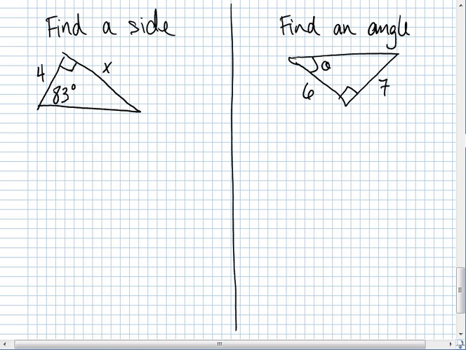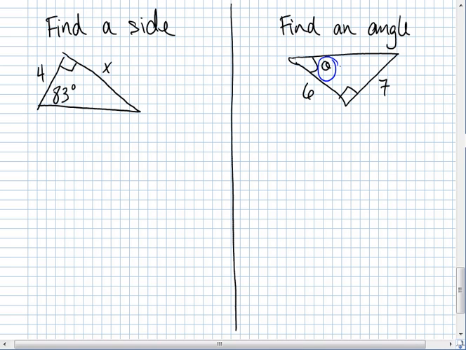First of all, when you're trying to find a side, well, duh, the thing that you're missing is a side length, not an angle. Okay, that's one. But also you are given an angle, and you're going to use that in your calculation. For finding an angle, you're given two sides. So in order to find an angle, you need to have two sides. In order to find a side, you need to have an angle and at least one other side.